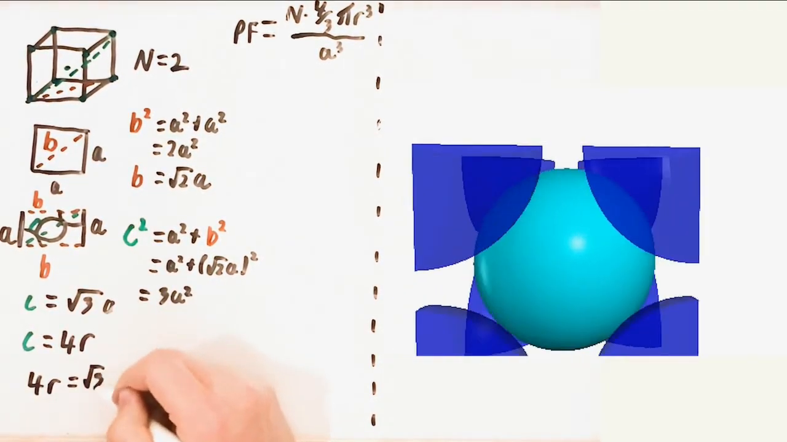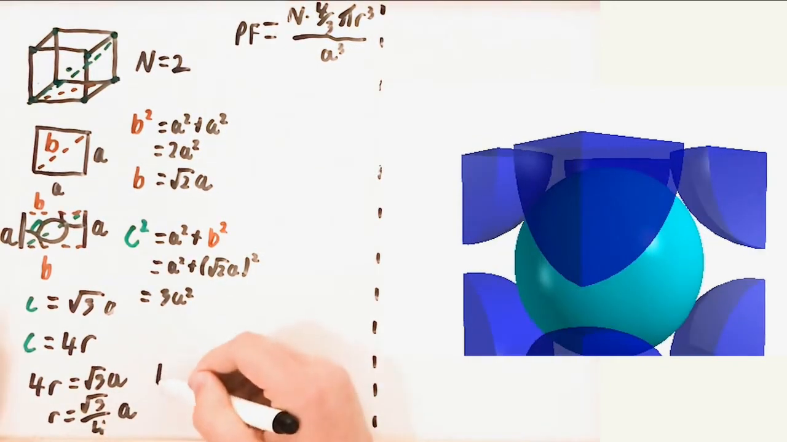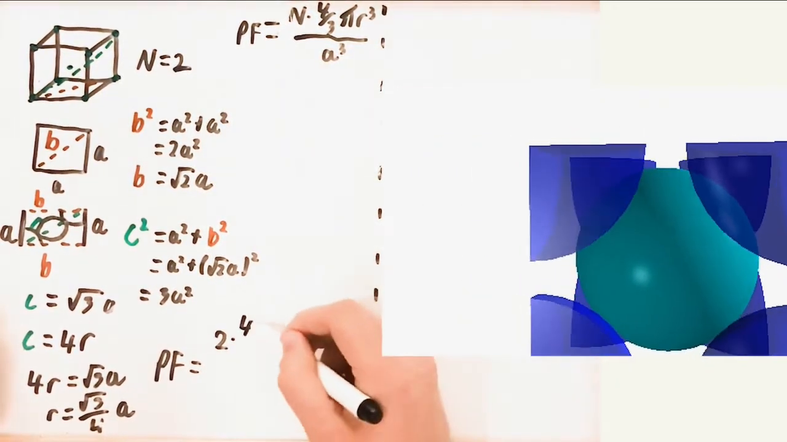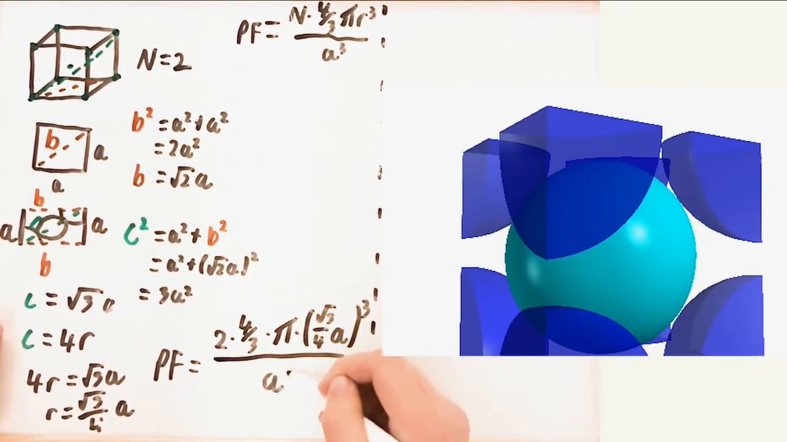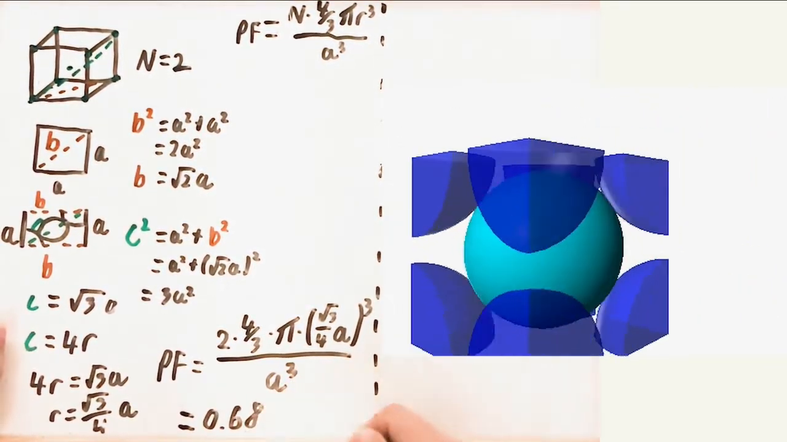This means that C is 4 times the length of the radius of an atom. We can equate this to our earlier value of C to get r in terms of A, and allow us to sub it into our final equation to give the atomic packing fraction of 0.68.